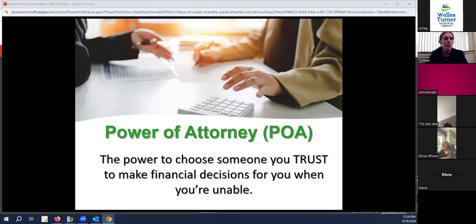So this is a super important document. A durable power of attorney means that this power of attorney document continues to be in force, even if the person who drafted it, the principal, is incapacitated. So essentially what we're saying is that if I had dementia, if I were in a coma, if I were incapacitated, if it's a durable power of attorney, then my agent can still act on my behalf.